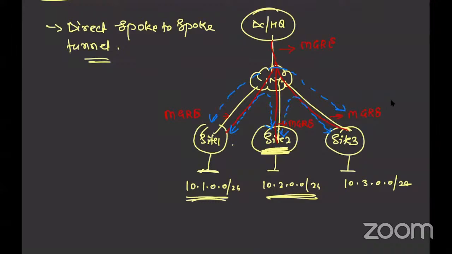But now on the hub, you cannot do any summarization or default routing. Okay, so if you want to summarize or do the default routing, you cannot do it, because again, there is no next hop associated with it. So that will be the disadvantage of that, because spokes need your specific routes. They cannot do without specific routes here. Okay, so that is the requirement.